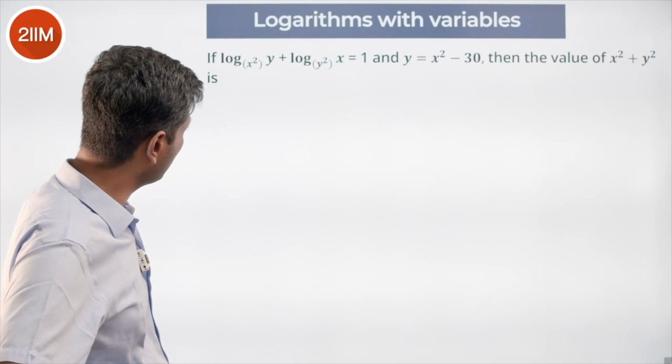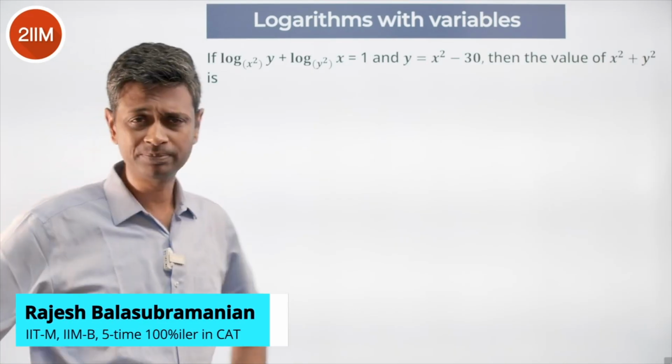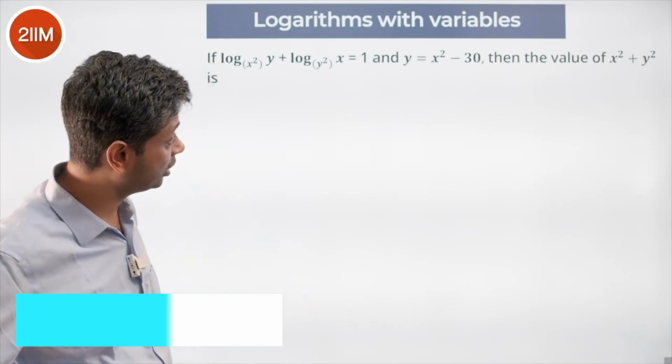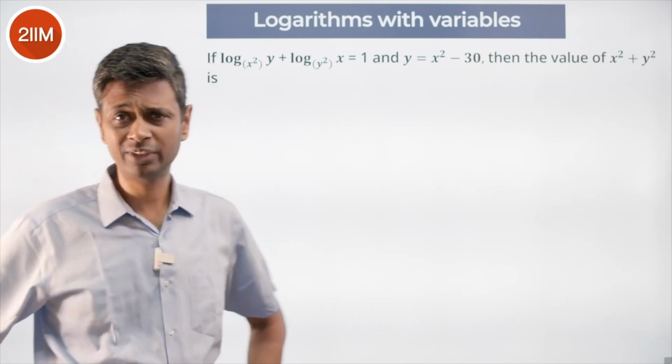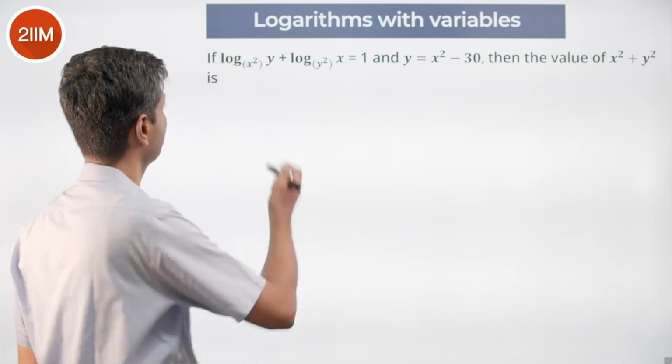Log y to the base x square plus log x to the base y square is equal to 1, and y equals x square minus 30. The value of x square plus y square is a very interesting question. See how we go about this.